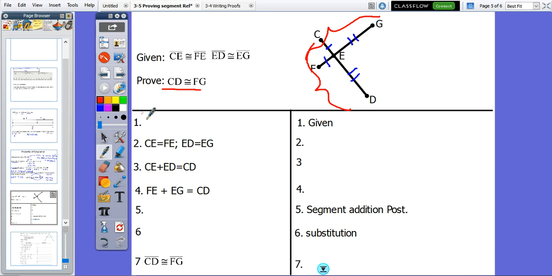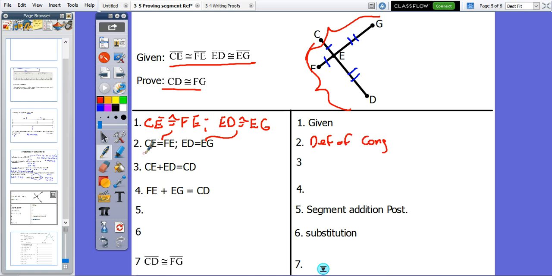So we always start with our given. Whatever is written in the given, we always put that first. So we're going to say CE here is congruent to FE, and ED right here is congruent to EG. That's given information right there. If we look right here, all they did was switch those to equal. So that's our definition of congruence right there.